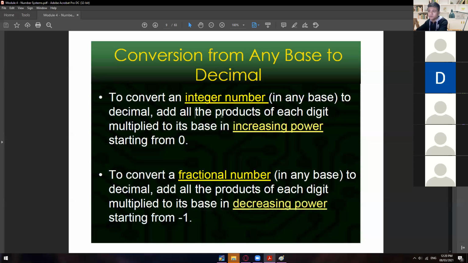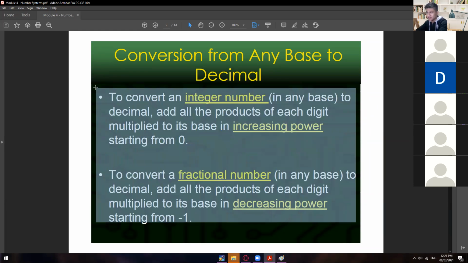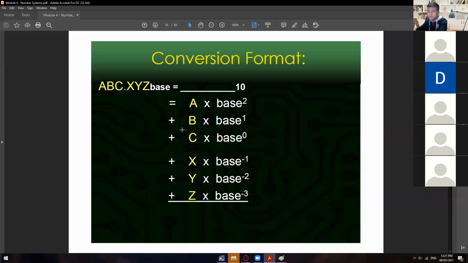So if it's an integer, then increasing power starting from 0: 0, 1, 2, 3, 4, 5, 6, 7, 8. And if it's a fraction, then it's decreasing, starting from -1: -1, -2, -3, -4, -5, -6, and so on and so forth. I know that you guys are confused just by reading this and understanding how we convert a certain base to decimal. So this is the formula.